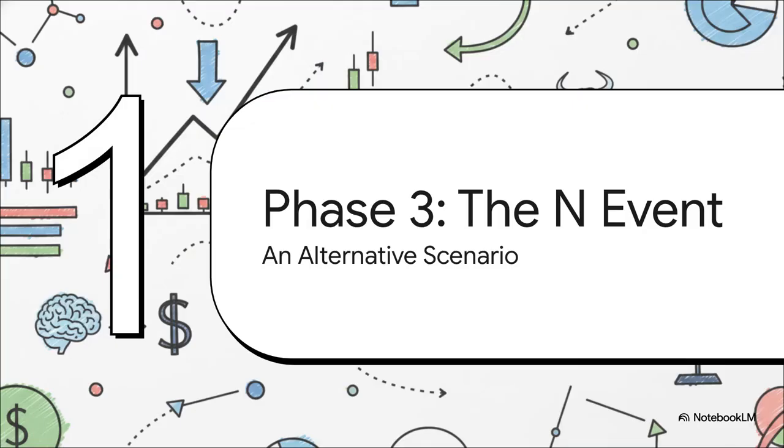All right, now things get really interesting. The very first major event to actually happen in the market corresponds to what the model calls Phase 3, or the N event. Yep, it happened before Phase 2 was even a factor. Let's see exactly what went down.